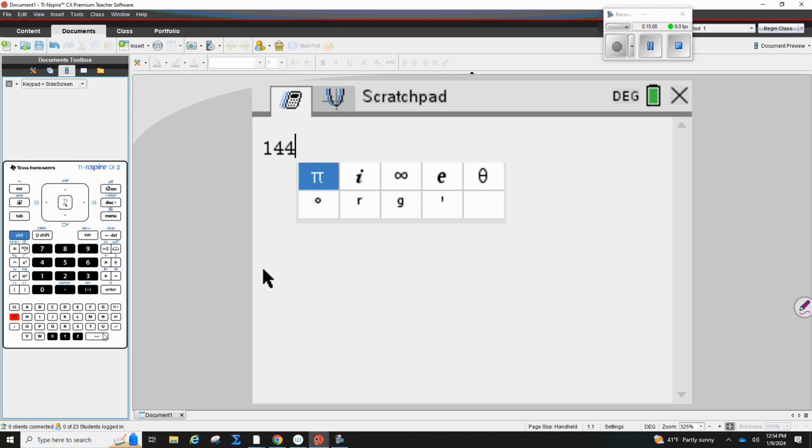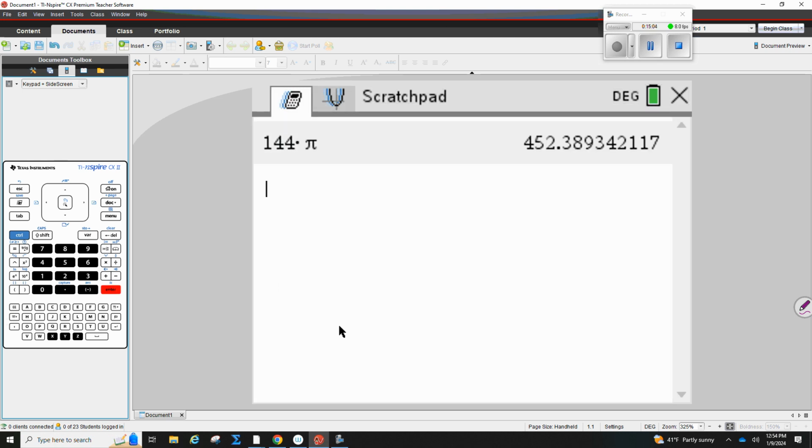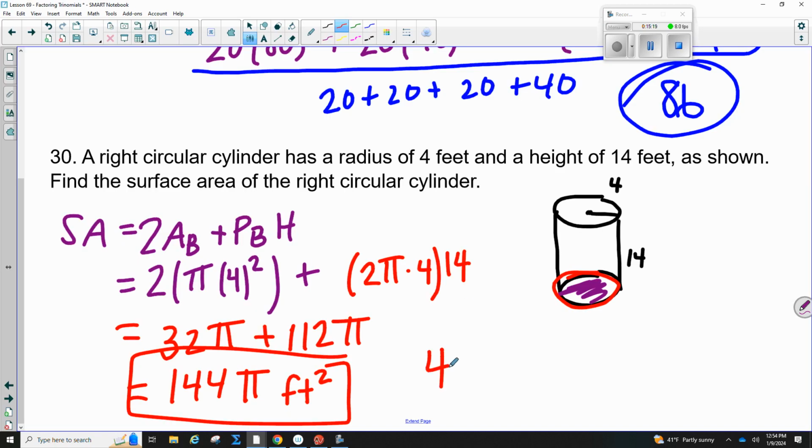Boom. Okay, I want you to round to 3 decimal places, which means you need to look at the 4th decimal. The 4th number here is a 3, so that's going to keep this as a 9. So final answer is 452.389. 452.389 feet squared is your decimal answer, okay?